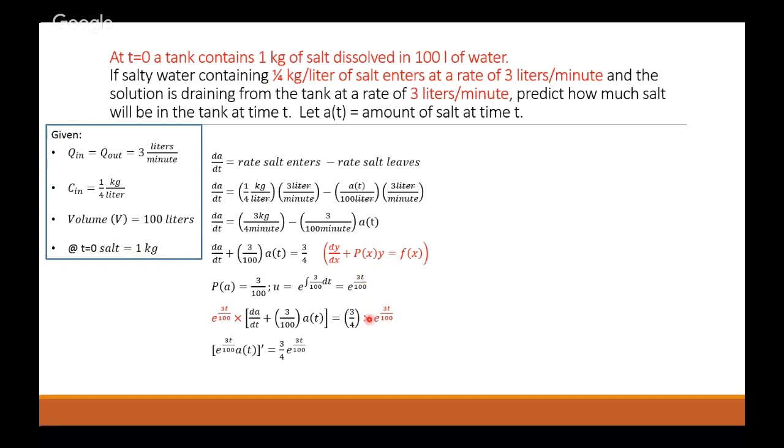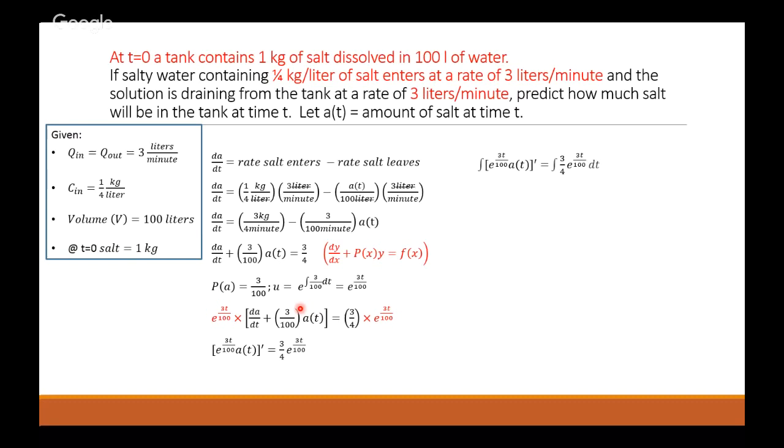Now, remember, when using first order linear differential equations, the integrating factor just turns this into the product rule, and we end up with the integrating factor times A of t as a derivative is equal to the 3/4 times the integrating factor. So this is just reversing the product rule like we've done in the past with first order linear differential equations. So we have a derivative in the equation, equal to 3/4 of e raised to the 3t over 100.